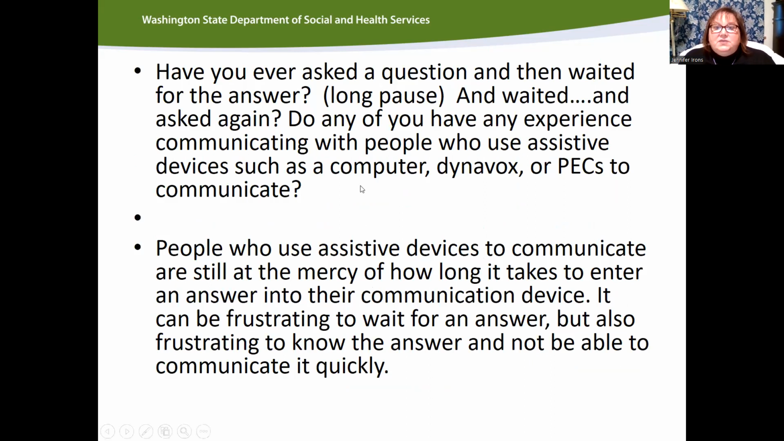Sometimes we have people we work with who have devices to use for communication, like a computer, a Dynavox, a PEC system, or an iPad. When we use assistive devices, it does take a little bit longer for the people we serve to communicate their needs and wants. It can be frustrating to wait for an answer, but it's important that we practice patience.